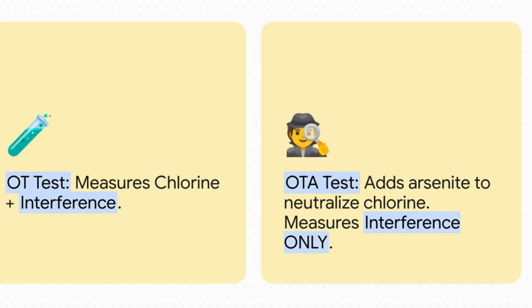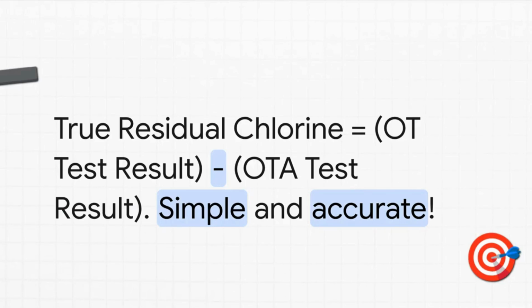It just completely neutralizes it, makes it invisible to the test. So now when we add the orthotolidine reagent, the only things left that can possibly create that yellow color are those pesky interfering substances. And this leads us to a really simple, elegant solution. We perform both tests. The first one, the good old OT test, gives us a number for chlorine plus the interference. The second test, our new friend the OTA, gives us a number for the interference only. You just subtract that second result from the first, and you're left with the true residual chlorine level.